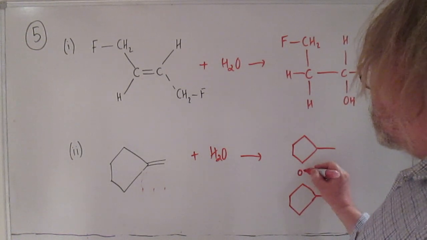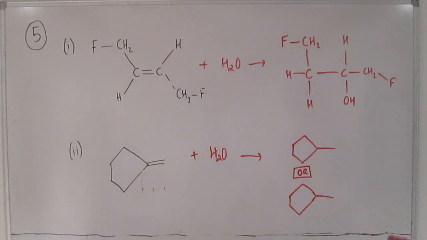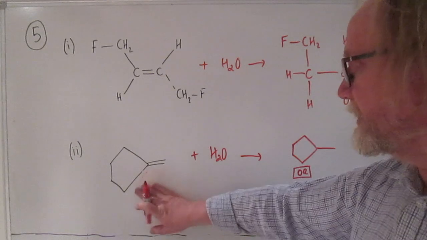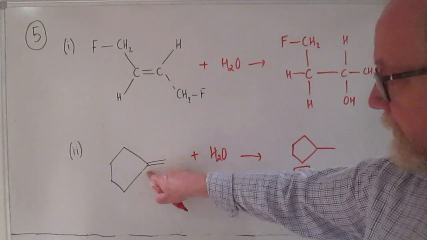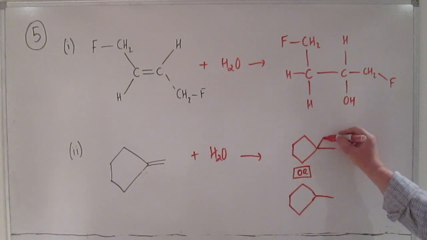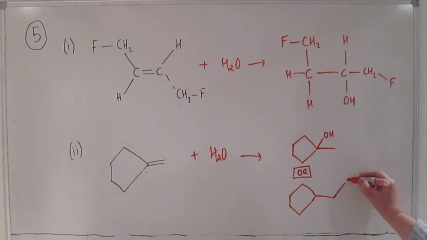I'll just put or in there to make it clear we don't get both of them, or at least we would get a mixture of both of them, but any single molecule has to do one or the other. And as I say, just a case of either we can stick the OH at this end, which would give us this product, or we can stick the OH at that end, which would give us that product. Okay, so those are the two possibilities, but then we have to describe which is the major one. So that's about the Markovnikov issue.